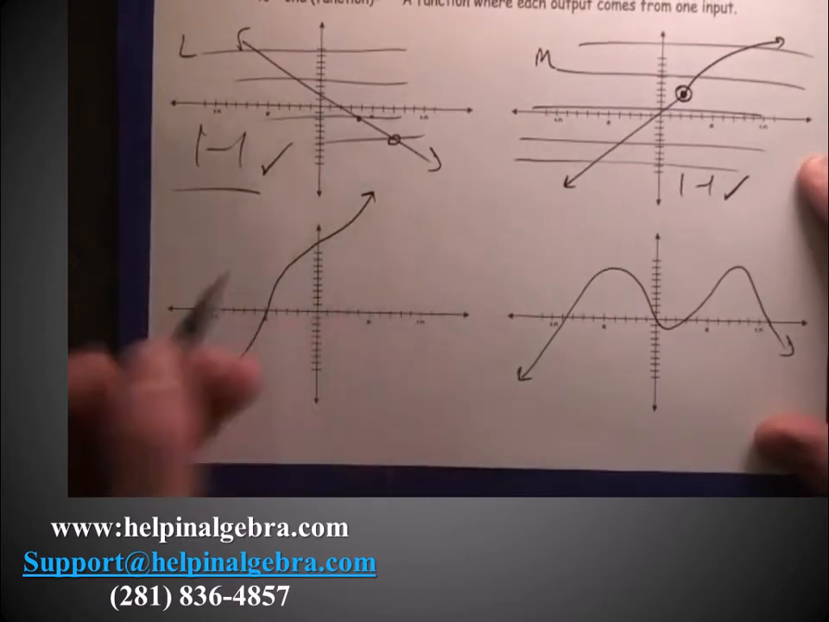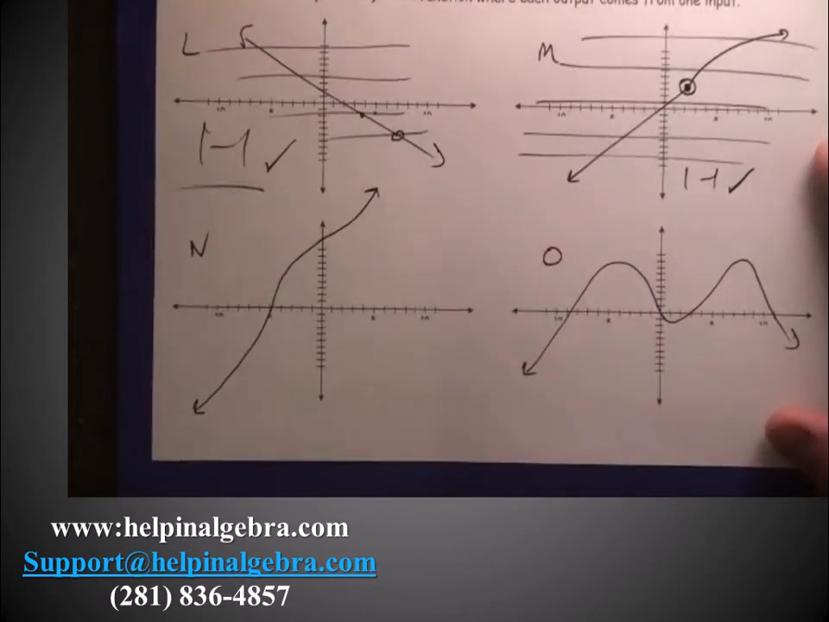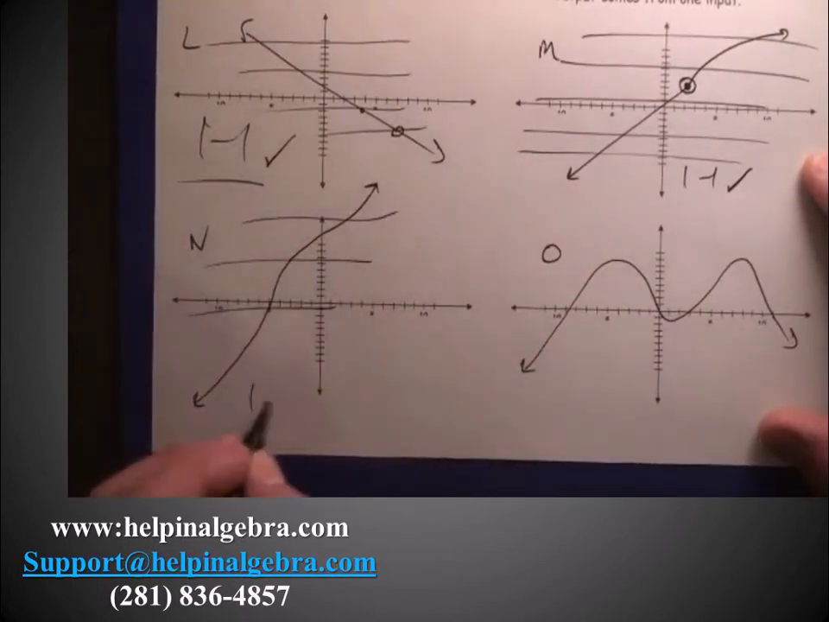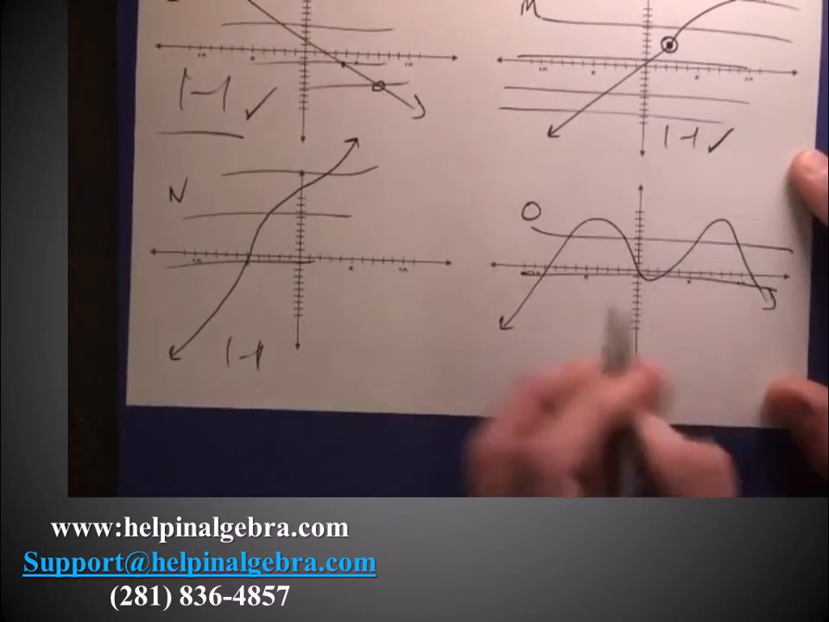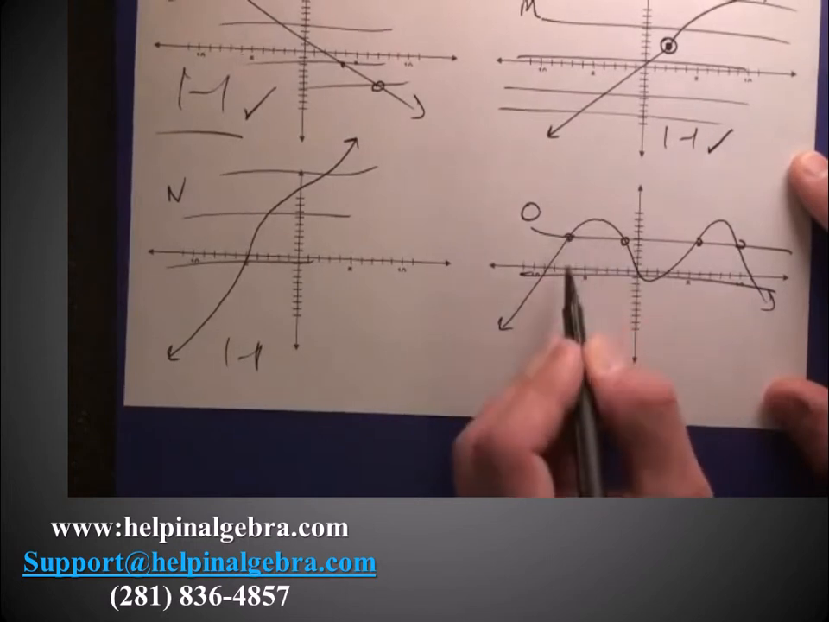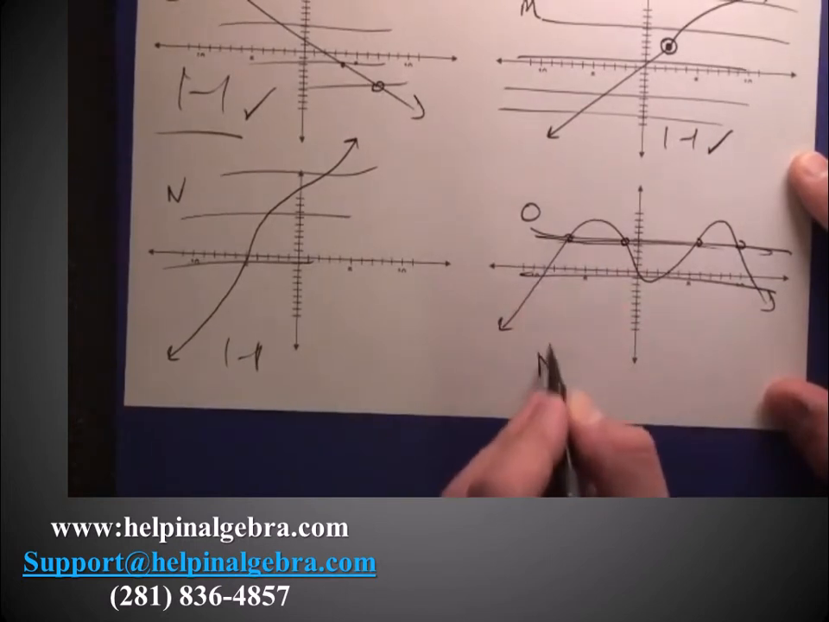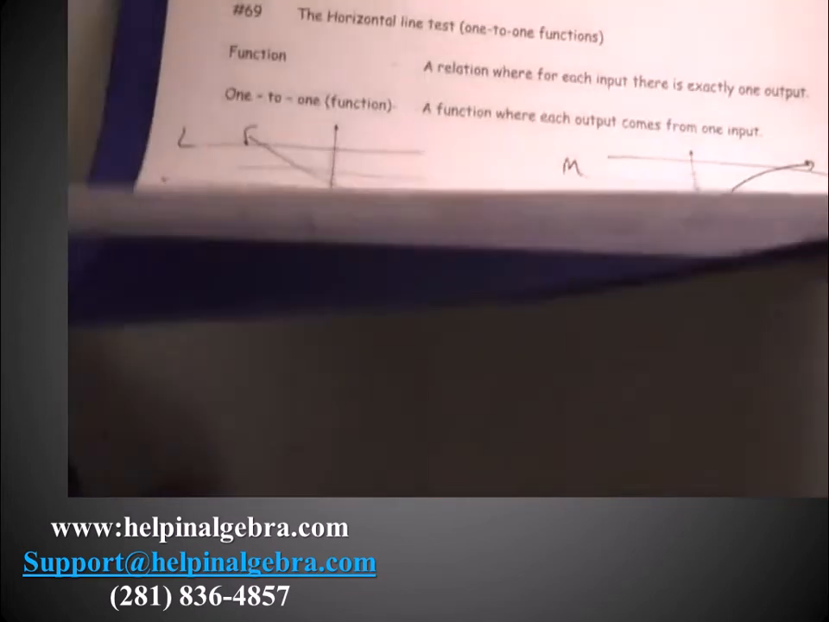Okay, here's another function, function m, n, and I guess we'll call this function o. All right, so here, yes, one-to-one, it passes the horizontal line test, and function o, no, because you're getting four different inputs that give you the same output, so not one-to-one. All right, any questions? Please send me an email.